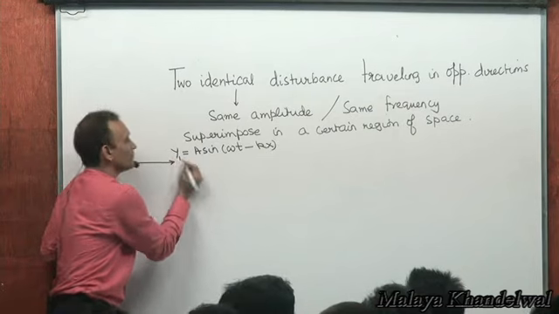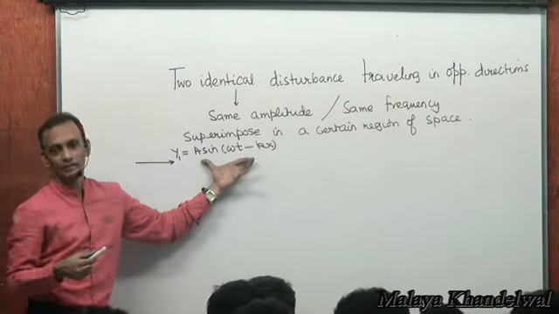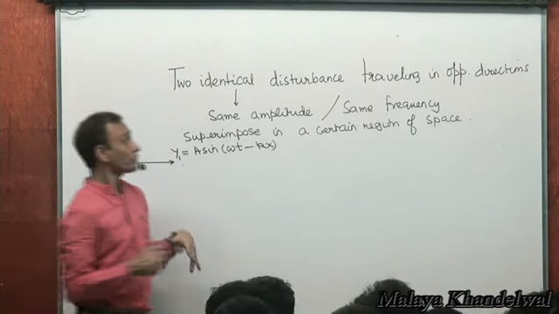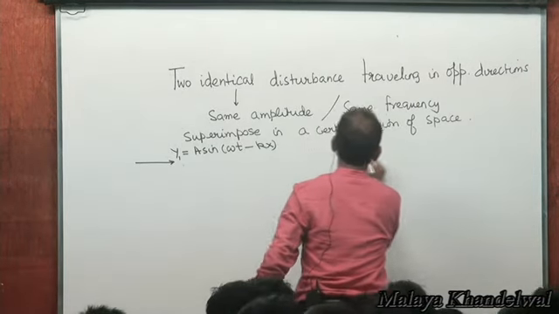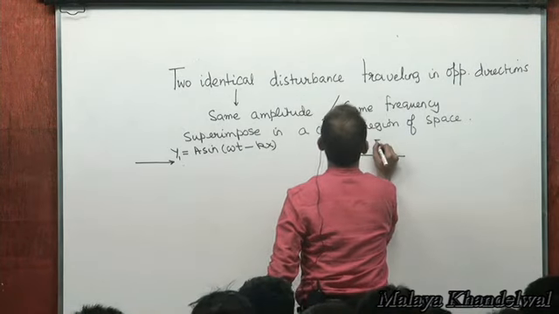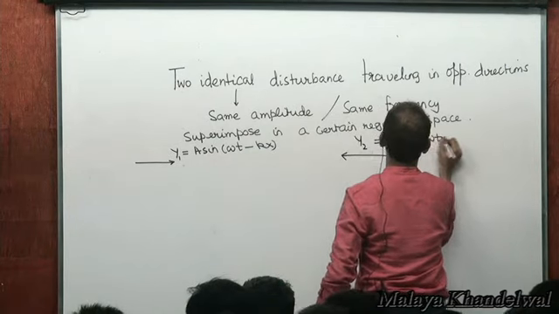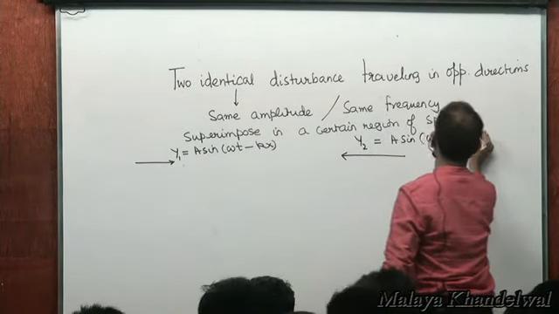And say this is y1, one disturbance which would have affected the medium in this way. Right? And there is an identical wave train y2, which is A sine, traveling in the opposite direction. So that's going to be given by omega t plus kx.